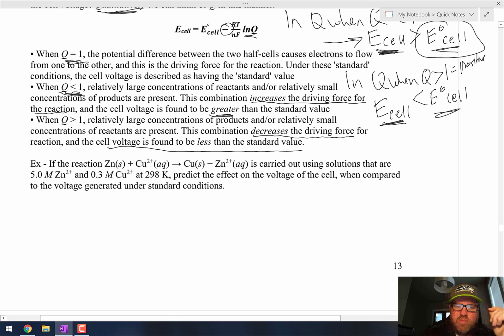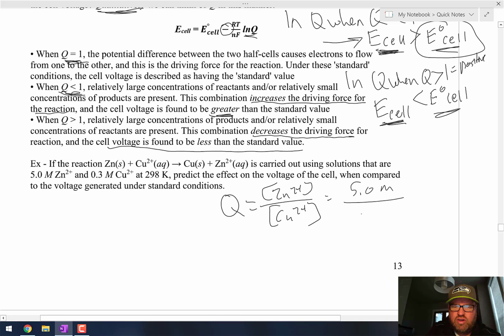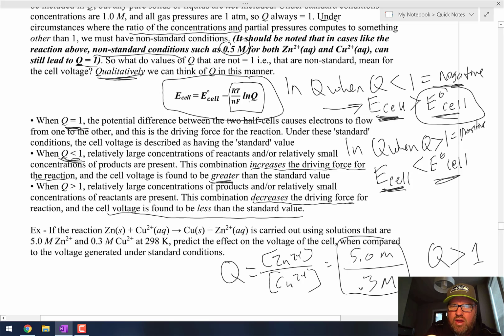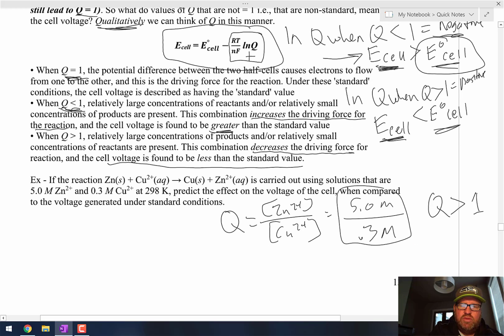So we've got that same reaction from above. We know that Q is going to equal the concentration of Zn2+ over the concentration of Cu2+. The concentration of zinc is 5 molar. The concentration of copper is 0.3 molar. I don't care what the answer is. All I care about is that I know just from looking at that Q is greater than 1. If Q is greater than 1, and you can go back and look at this equation on the equation sheet, then this whole thing is a positive value, which means you're subtracting a positive number, which makes your answer smaller, which means that the non-standard cell potential is going to be less than the standard cell potential.